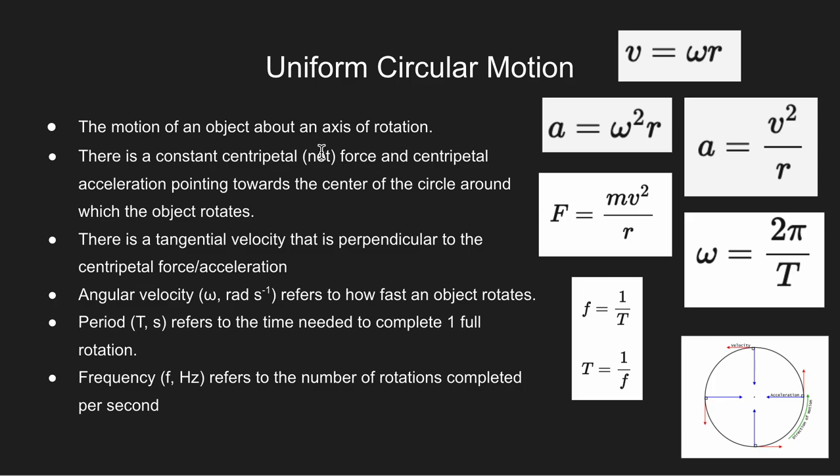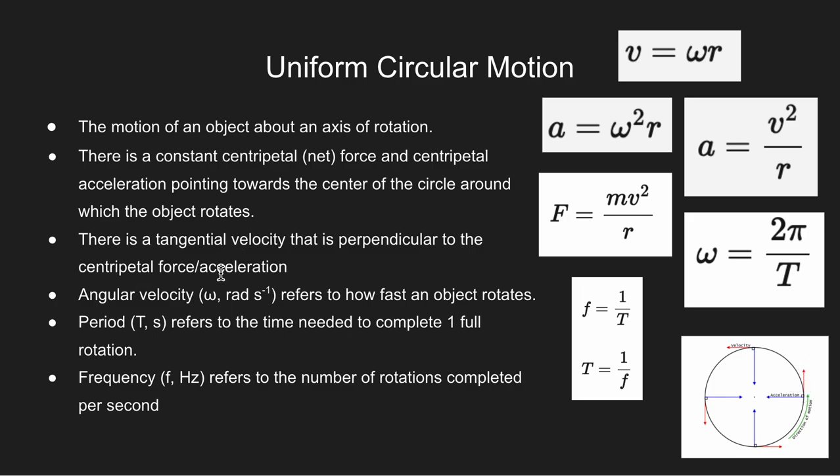There's a constant centripetal or net force. The net force is equal to the centripetal force, and the centripetal acceleration, which point towards the center of the circle that it's moving across. So as you can see here, the acceleration and the force are pointed towards the center. And there is a tangential velocity, and it's perpendicular to the centripetal force or acceleration. As you can see here, this is the tangential velocity vector.